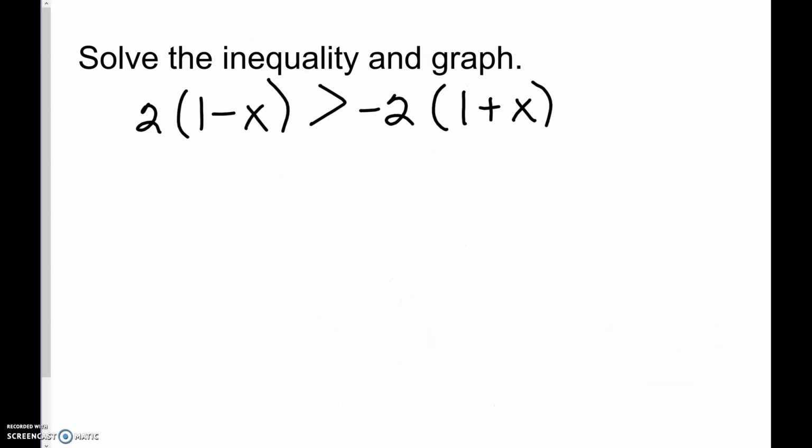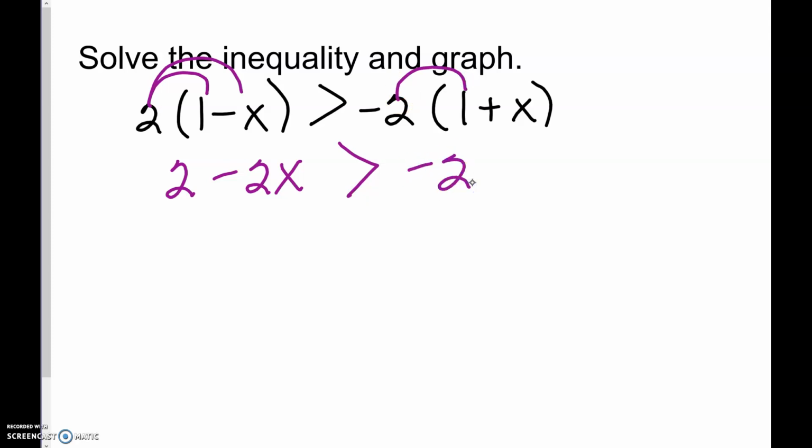All right, looks like we've got double distributive property this time. So we're going to take 2 times 1 and 2 times a -x. So we have -2x. Okay, this is just the distributive property, so we are not going to be flipping our sign. -2 times 1 is a -2. And a -2 times x is a -2x.